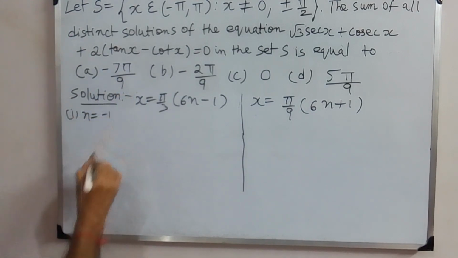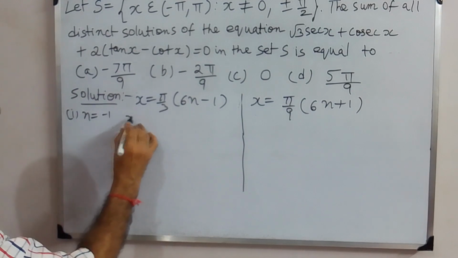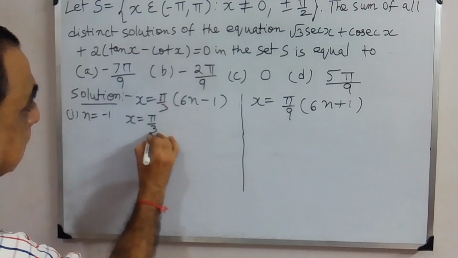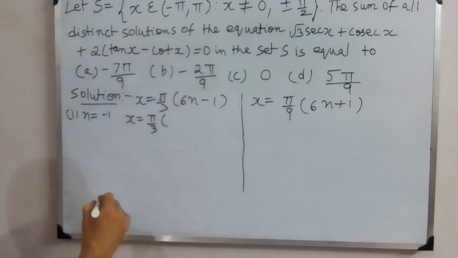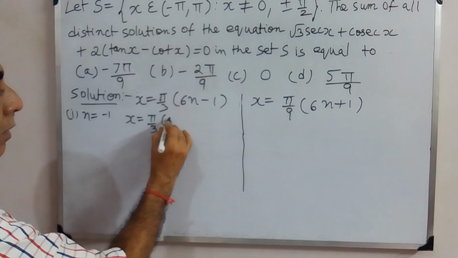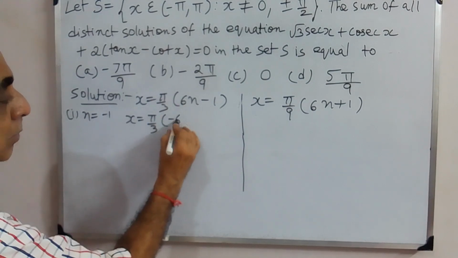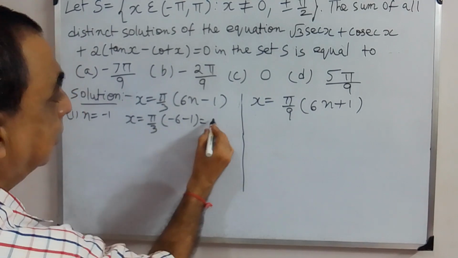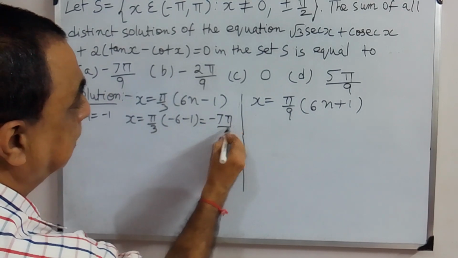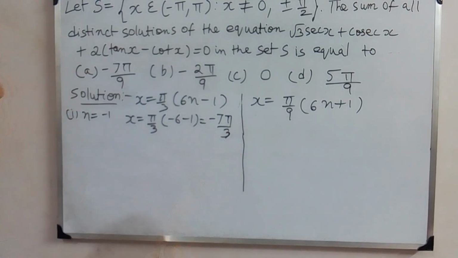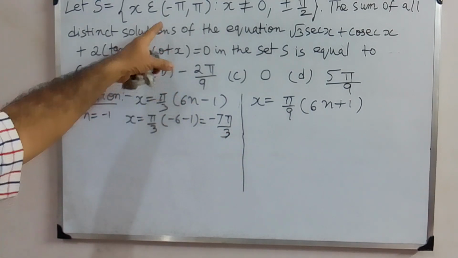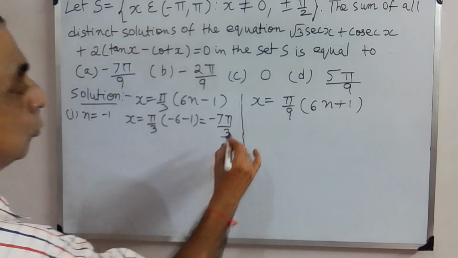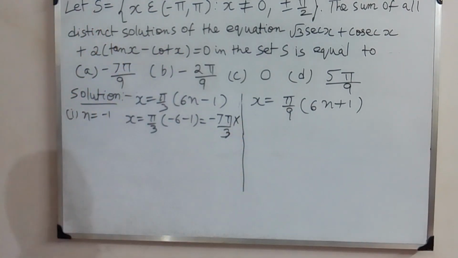So I am putting n equal to minus 1. So what will be the value of x then? From this equation, it will be pi by 3, and n value is minus 1. So 6 into minus 1 will be minus 6, minus 1. So this will be minus 6 minus 1 is minus 7. So this is minus 7 pi by 3, which is out of range. This is less than minus pi. So this value is not accepted.